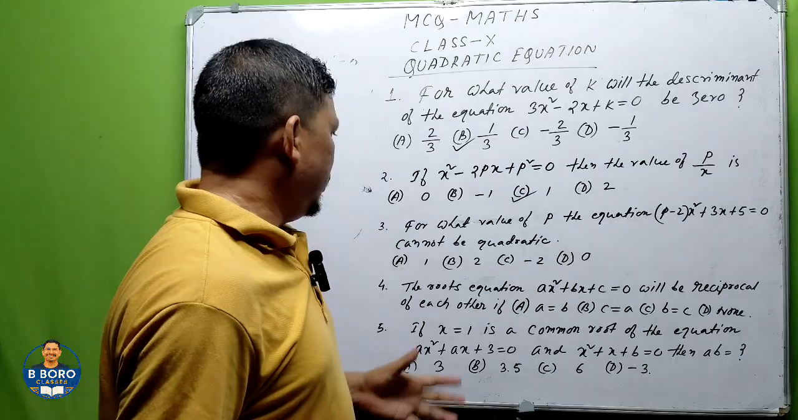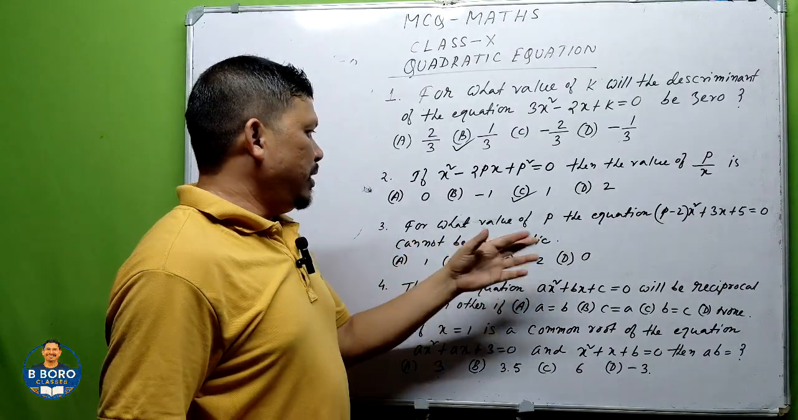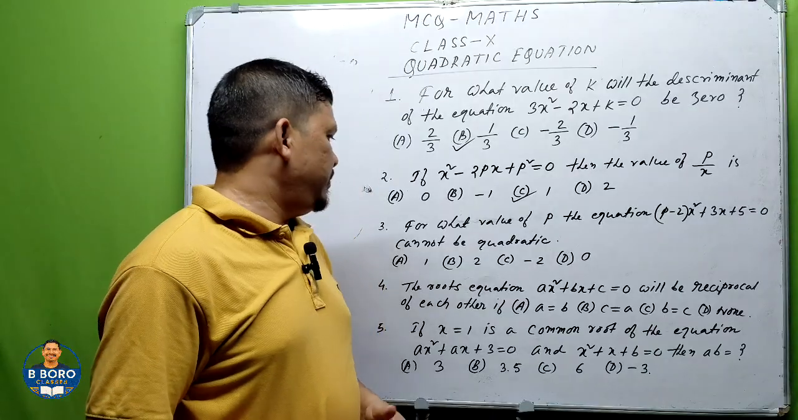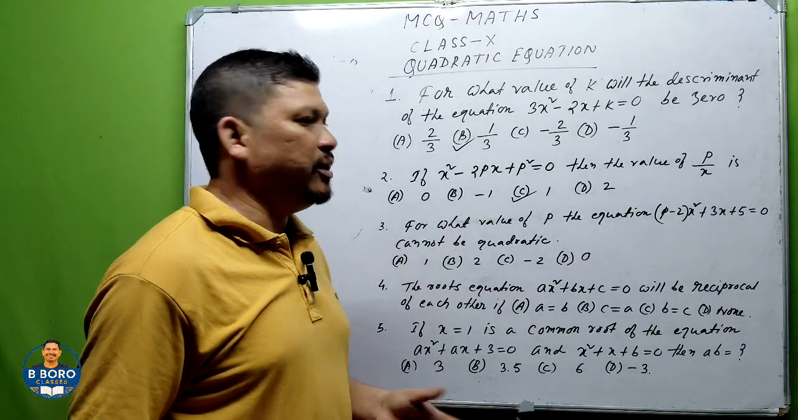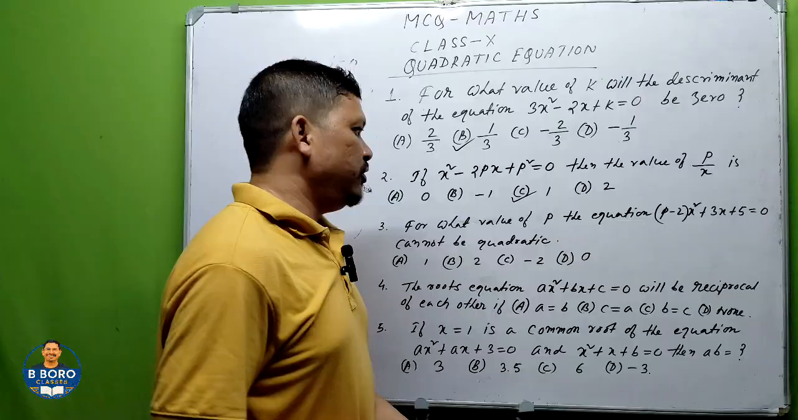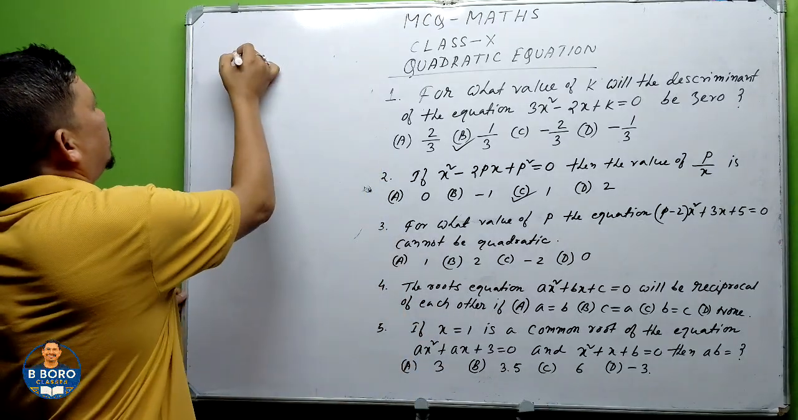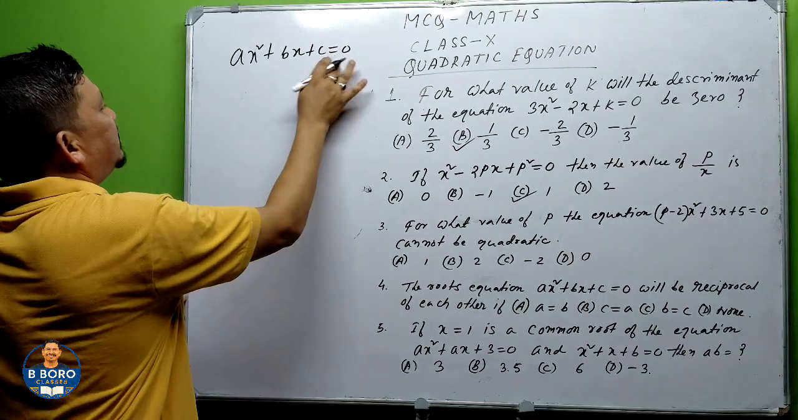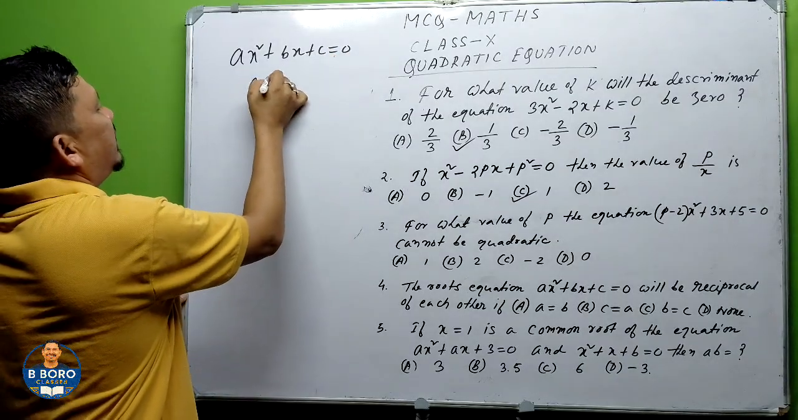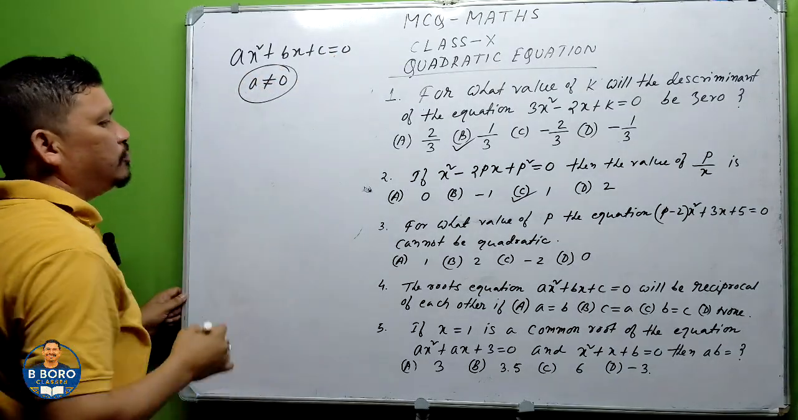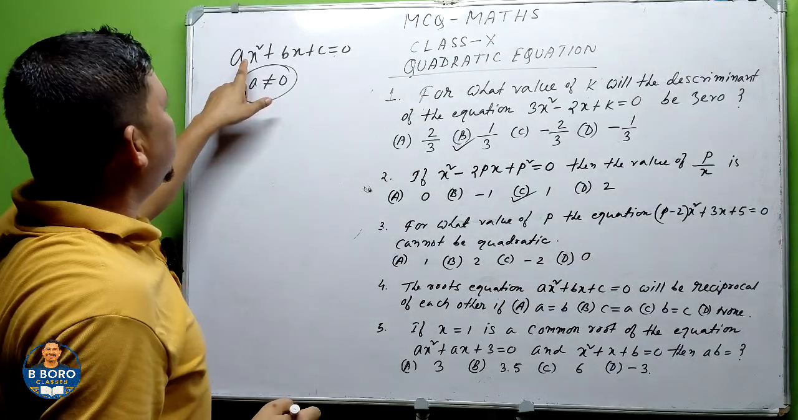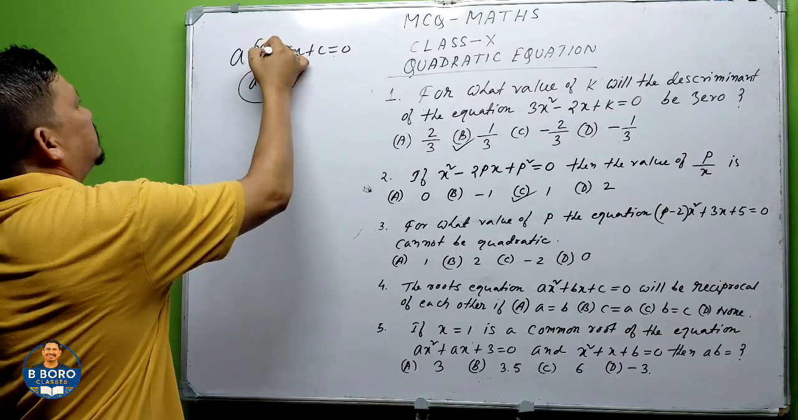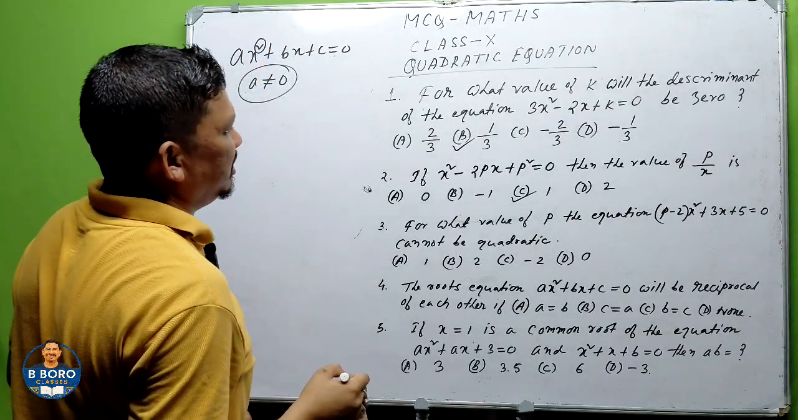Question number 3 is one of the important questions. For what value of p, the equation p minus 2 x square plus 3x plus 5 equal to 0 cannot be quadratic? First of all, the standard form of a quadratic equation is ax square plus bx plus c equal to 0. It is a quadratic equation under what condition? a not equal to 0. a can never be equal to 0. If a equal to 0, ax square plus bx plus c is not a quadratic equation, because the degree is 2. If the degree is 2, then it is called a quadratic equation.